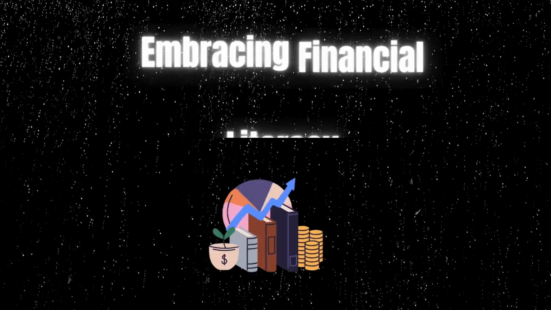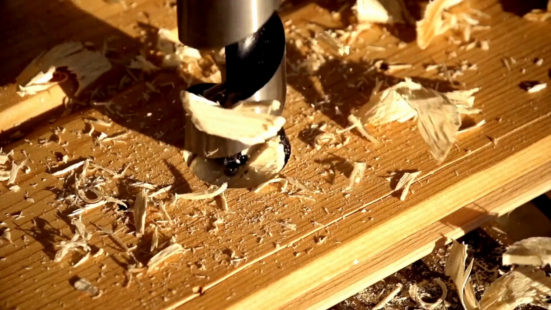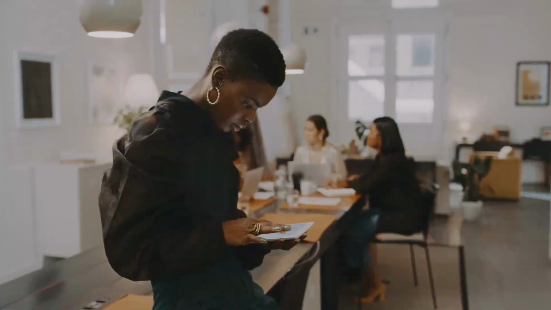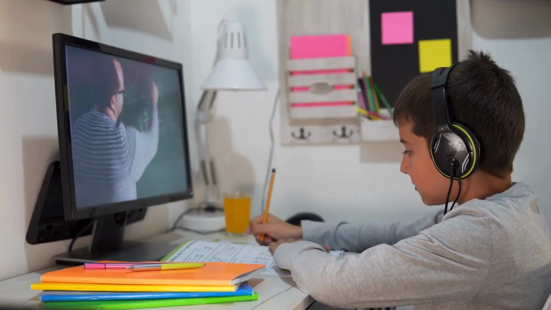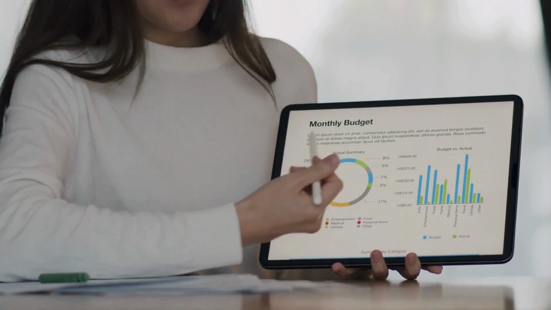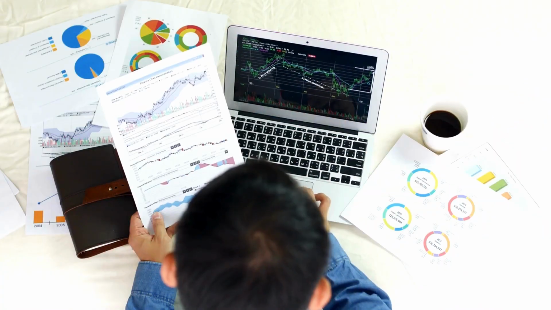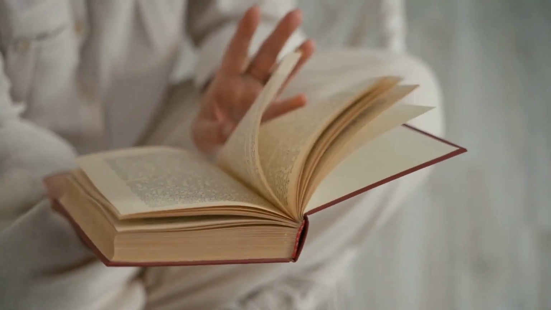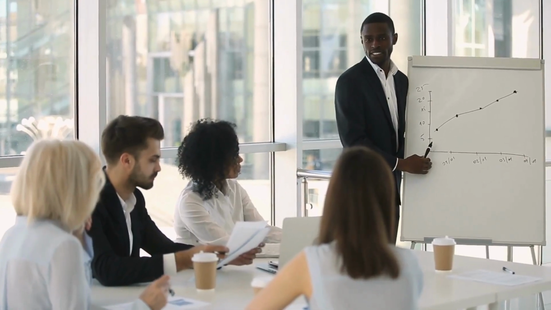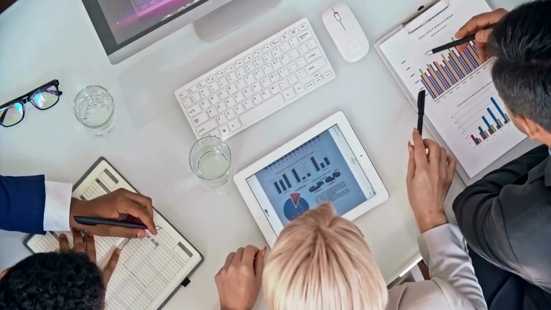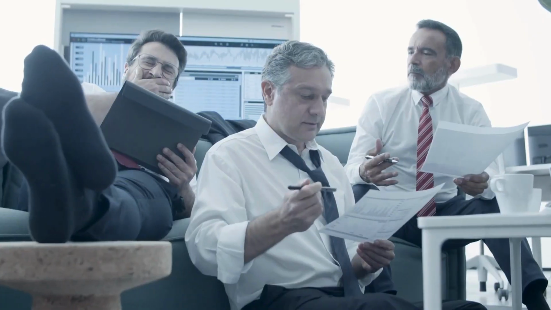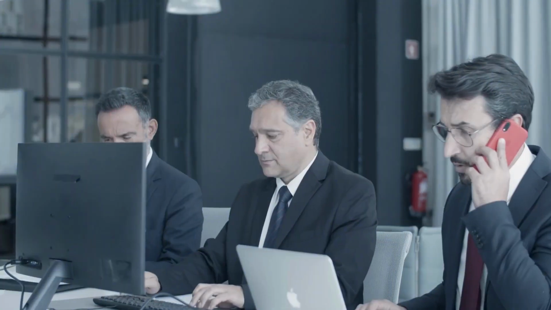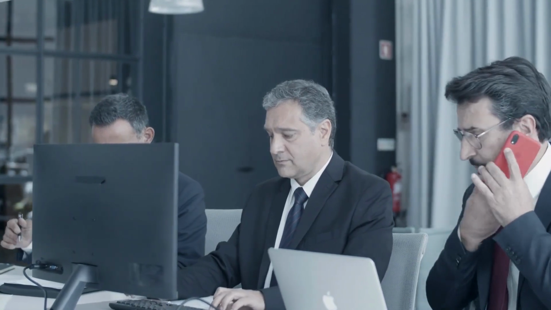Number 20. Embracing financial literacy. Ultimately, one of the most powerful tools for managing debt and achieving financial freedom is knowledge. Take the time to educate yourself about personal finance, debt management strategies, and budgeting techniques. There are countless resources available, including books, websites, podcasts, and workshops, that can help you expand your financial knowledge and skills. By becoming more financially literate, you can make informed decisions, navigate complex financial situations, and take control of your financial future. Remember that investing in your financial education is an investment in yourself and your long-term financial well-being.